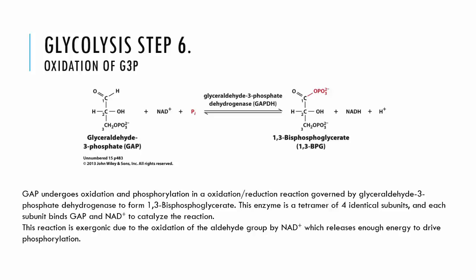As an interesting side note, the enzyme in this reaction, GAPDH, is a tetramer of 4 identical monomeric subunits, and each subunit can bind GAP, NADH, and phosphate, allowing this enzyme to reach high catalytic efficiency and turnover compared to enzymes that can only perform one reaction at a time.